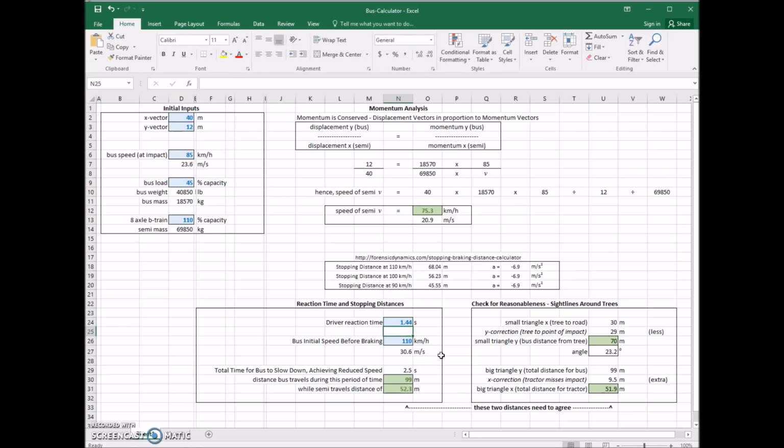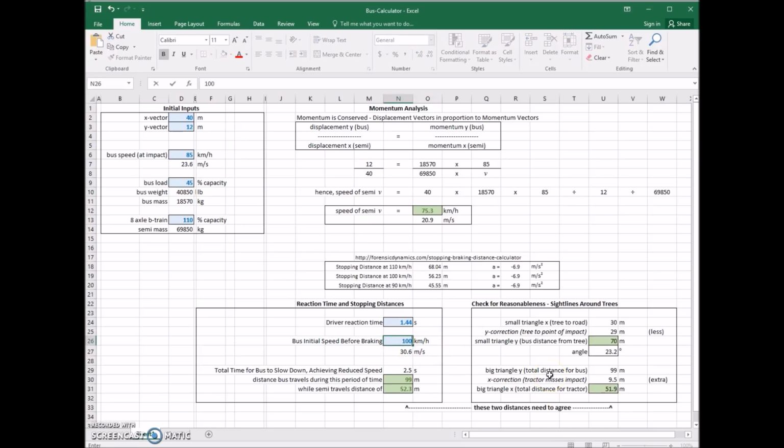Not sure if I'm making it better or worse. That's pretty close. 1.44 seconds, that's pretty close, and that's not bad for reaction time. Okay, mathematically plausible. Semi going 75, bus slowing down from 110 to 85.